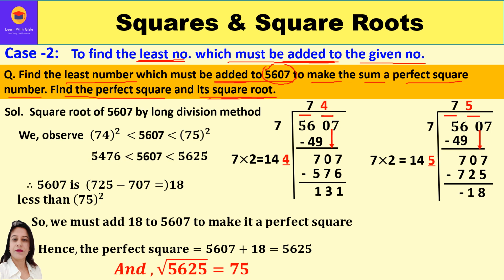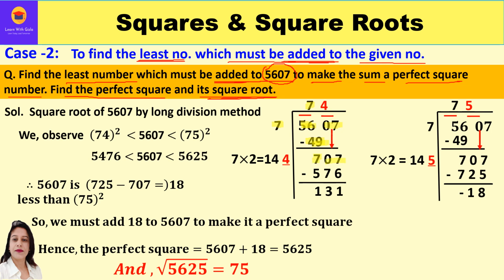So now let us start with the long division. The same process we will continue as we have done in case 1. So we will take the number 5607. We will make pairs starting from the ones digit. These are also called periods. So now the closest number is 7, whose product, or you can say whose square, is closest to 56. It is either equal to or less than 56. So 7 into 7 is 49. 56 minus 49 is 7.